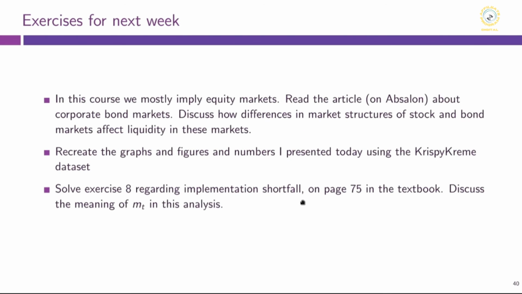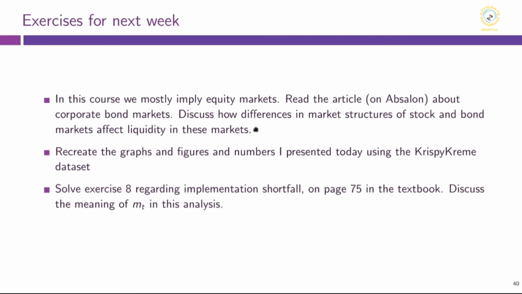Finally, if you feel up to some exercises, then there are a few things you can do. Firstly, you can recreate all the graphs and figures and numbers I presented today. So basically re-evaluate all the measures of illiquidity using, for example, the full Krispy Kreme dataset that you can once again get on the companion website for the textbook. The textbook itself has a nice little exercise on the implementation shortfall, so if you're interested in that, you can have a look.